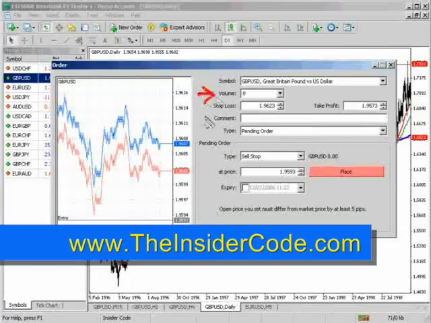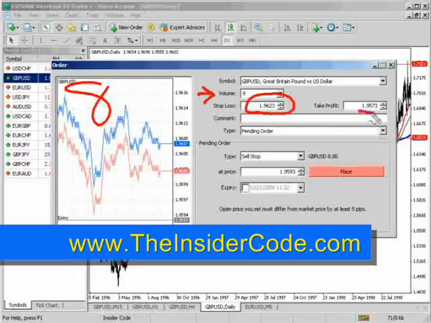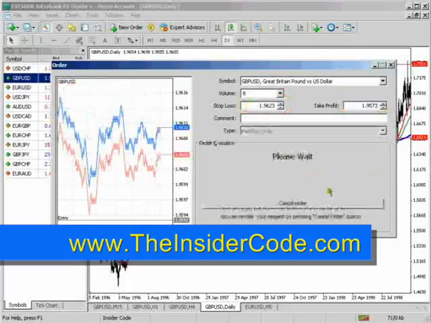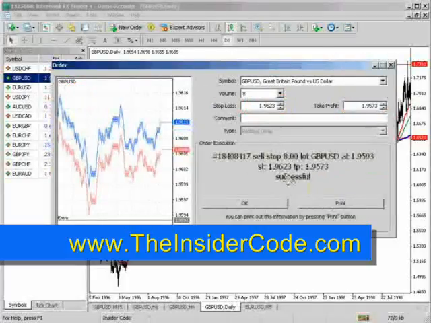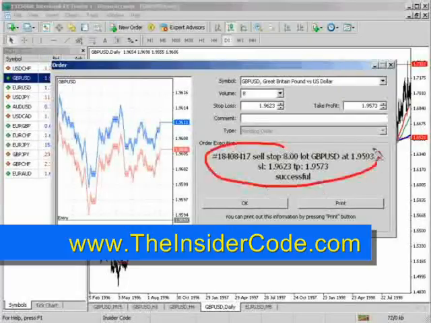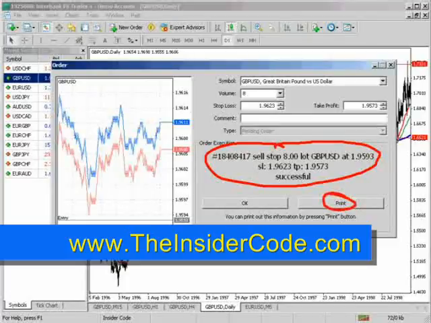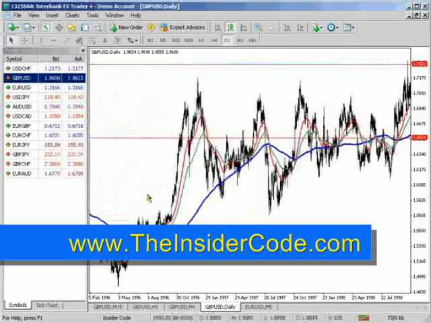Our first volume here, or our first lot of 8, we want to stop out at 96.23. We want to take profit at 95.73, but we don't want to sell unless price gets down to 95.93. And we'll go ahead and press place, and you see here, it's successful. And you can even print these out if you want to make sure you know what all your orders are. And we go ahead and click OK.